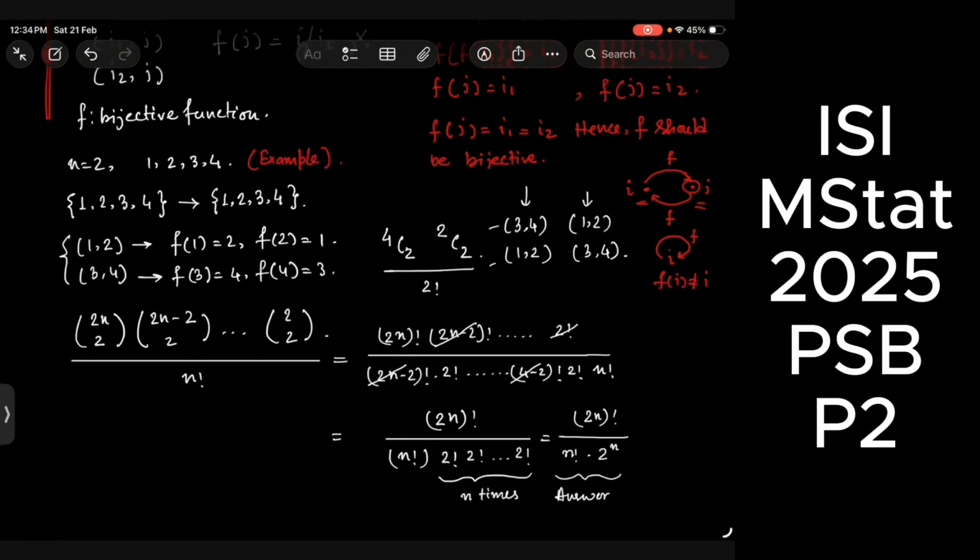Actually, if i comma j gives a thing, then j comma i will also give the same thing. That's why... no, I am not doing that. We are just choosing, so there is no ordering. So 1 2 and 2 1 doesn't matter over here because we are dealing with combination C.